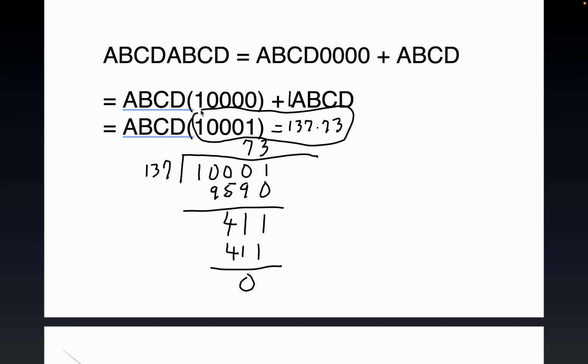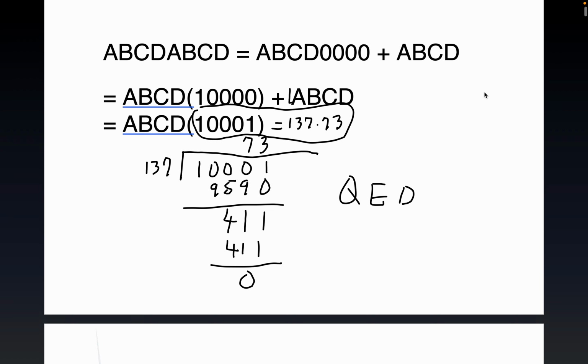Again, kind of sloppy. But if this is a multiple of 137, so is the entire object ABCD. So it's QED time. Again, 10,001 is a multiple of 137, but ABCD is equal to another number times this multiple of 137. So that means that ABCD also has to be a multiple of 137, or 73, if that's what you want to do. So again, you may want to check it out.